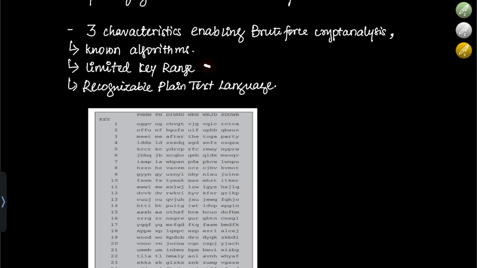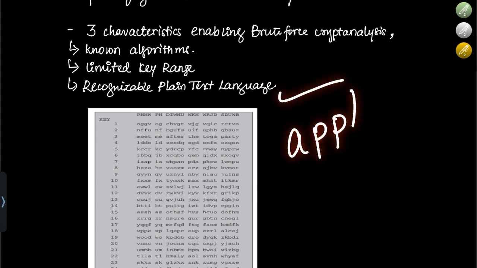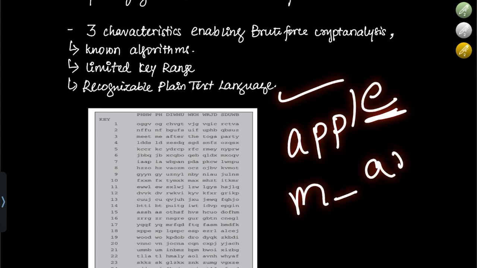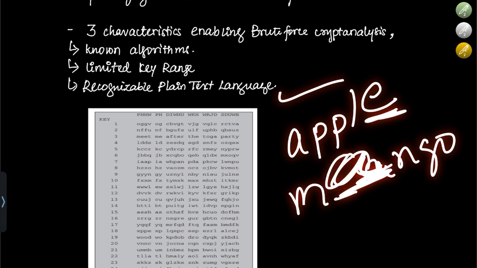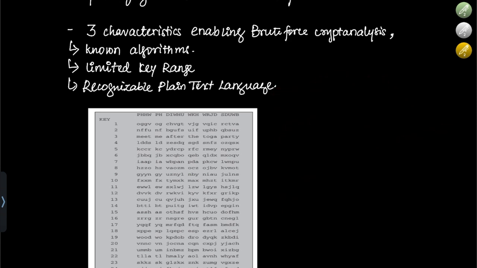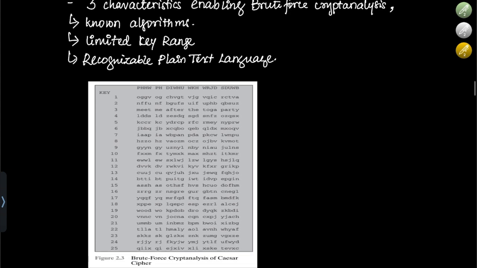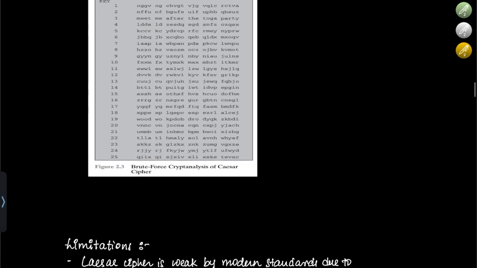Then we have limited key range, 1 to 25. Only 25 possible keys are there, very easy to understand. Then we have recognizable plain text language. If I write APPL, it is obviously understood that E should come here. If I write M dash ANG, then it is already understood that A has to come here. Because we are making use of recognizable plain text language, it is easy to decrypt. So those are the three characteristics.